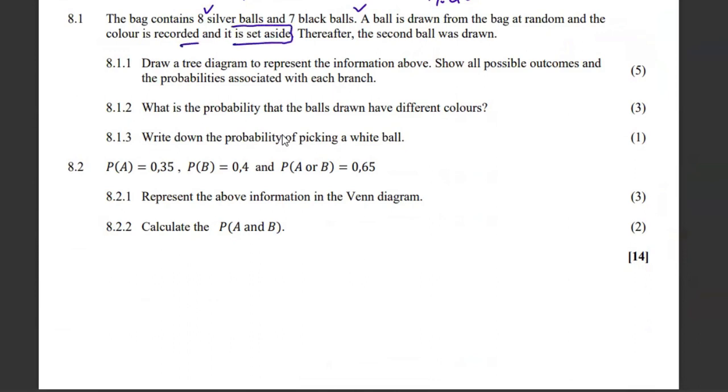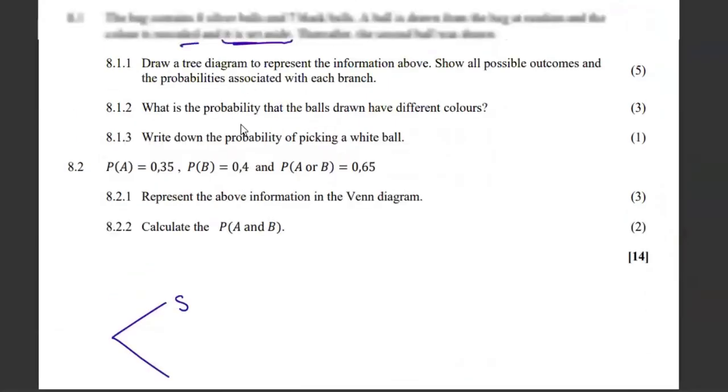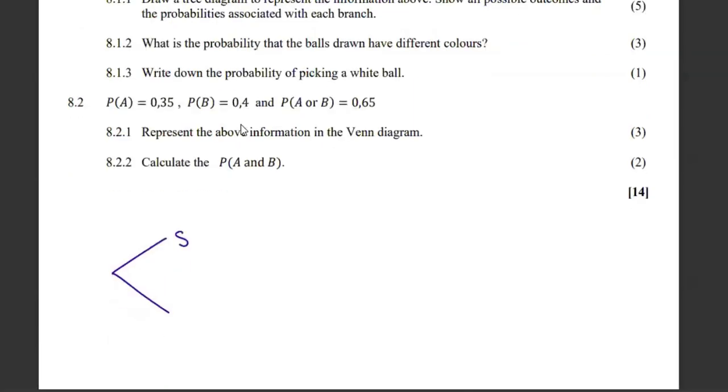So we are picking without any replacement. Then we pick the second ball. They want us to draw a tree diagram. Okay. So with the tree diagram, the first ball can be a silver. The other precious color is black. Then it can be a silver or a black, silver or a black.